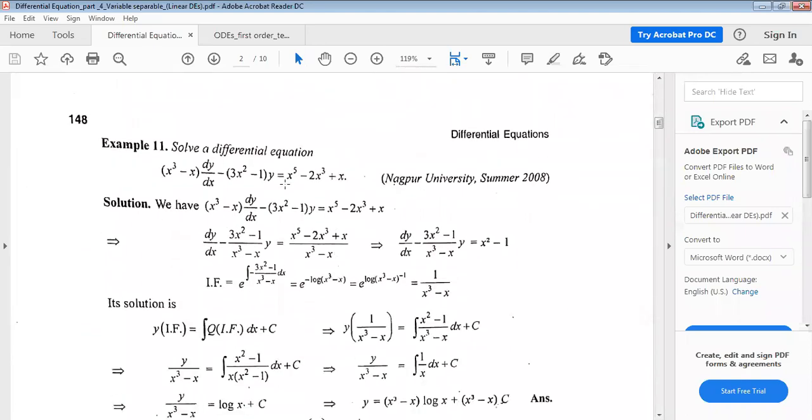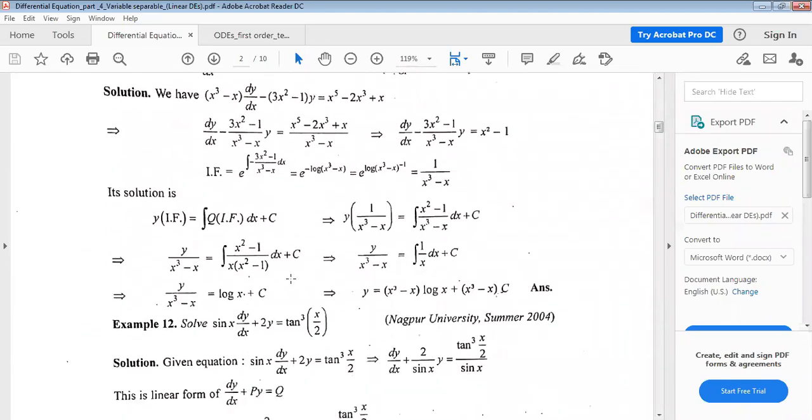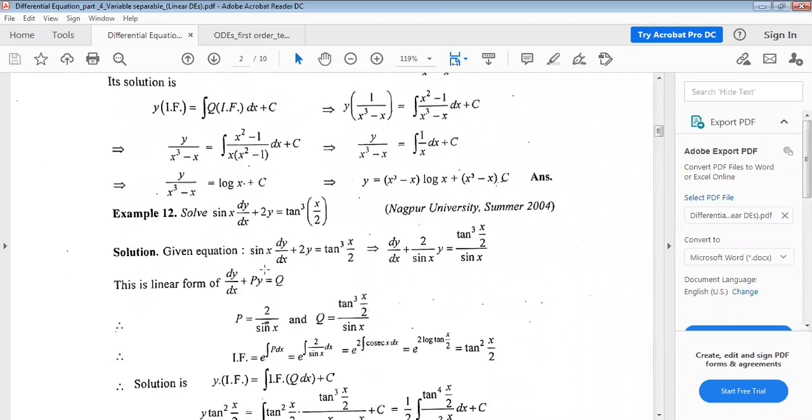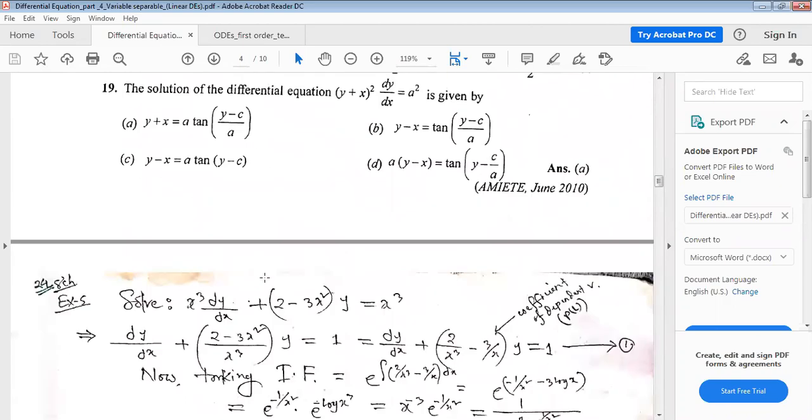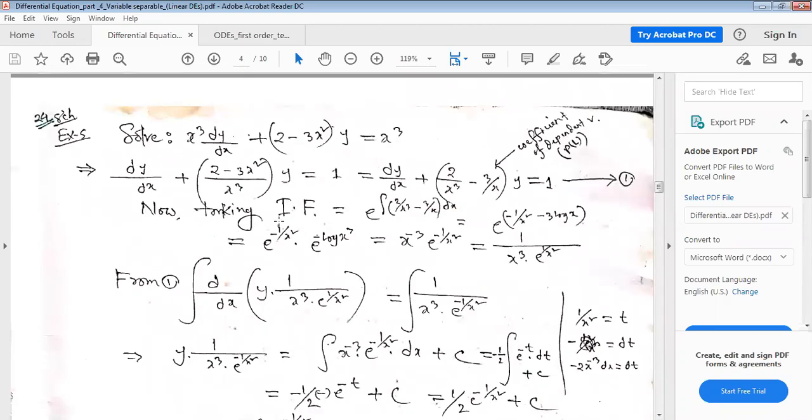Okay, similar process, this example we have done already, and we have solved also this example. Now try to solve this. This is actually a hand note. Solve x cube dy dx plus 2 minus 3x square y equals to x cube.